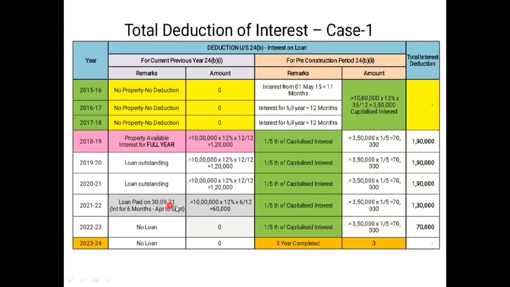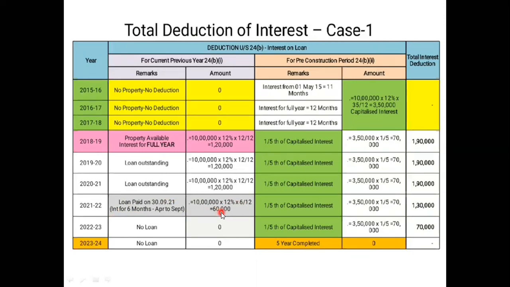However, when you come to 2021-22, you can see that the loan was paid on 30th of September 2021, which means that you need to pay the interest only for a period of 6 months. That is from April 2021 to September 2021. So April to September, we get 6 months. So take the loan amount, multiply it into the interest rate for a period of 6 months. You get the interest as 60,000.